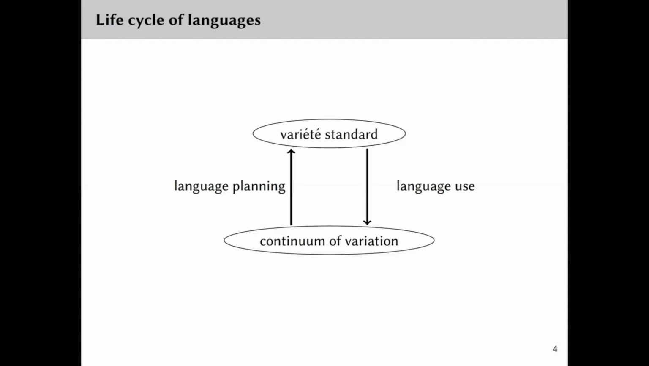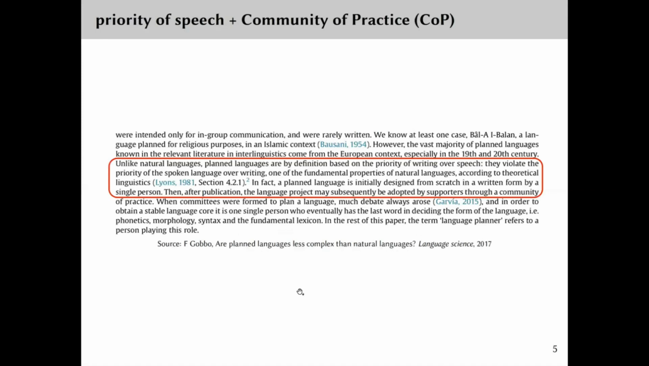In the case of constructed languages, the starting point is not a continuum of variation, but the standard variety. You start with the standard variety, which is completely on the table as a project. So it's not living. So the consequence is that for constructed languages, the big challenge is oracy. They start to be written, and then if they are successful, they are also spoken. So constructed languages violate the universal property of languages of priority of speech, with the exceptions that I already mentioned before.